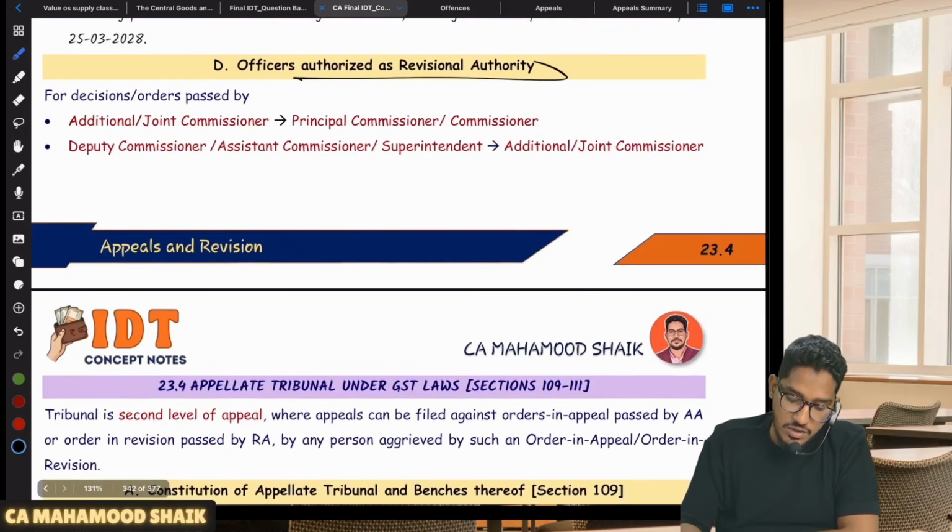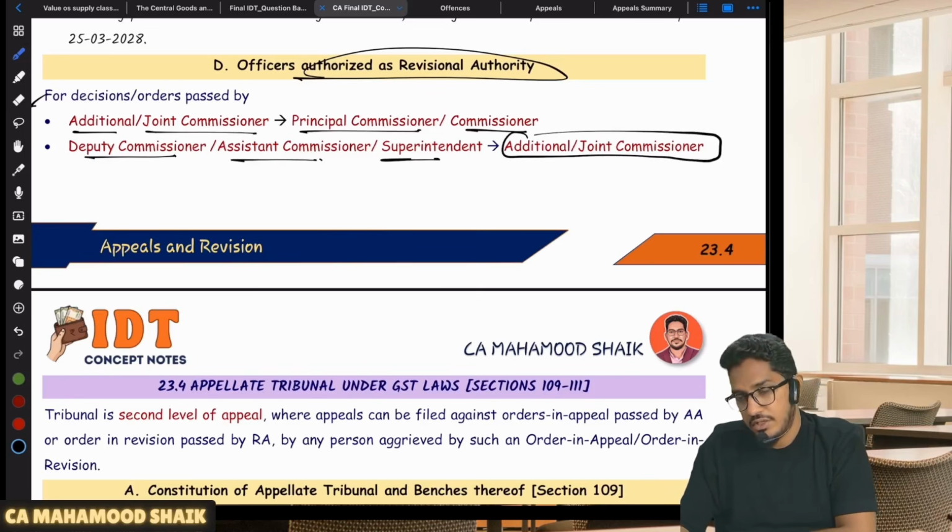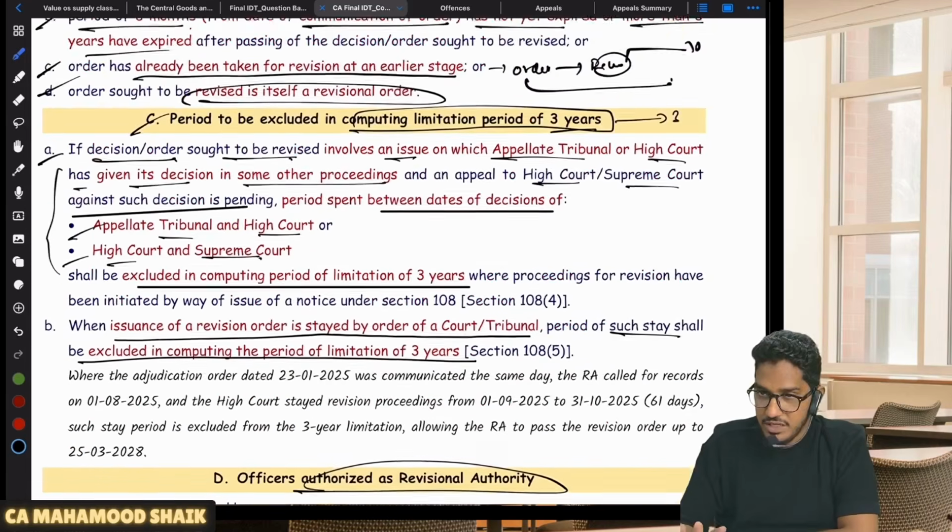Now, officers who are authorized to act as revisional authorities, as I've already told you: if the adjudicating order is passed by an additional or joint commissioner, then only the principal commissioner or commissioner will take it up. However, if the adjudicating order is passed by a deputy commissioner, assistant commissioner or superintendent, then even an additional or joint commissioner can act as a revisional authority. So this is what we have regarding the revisional process.